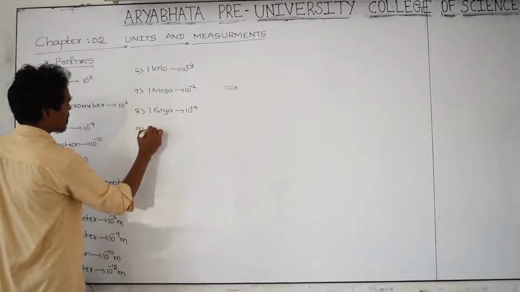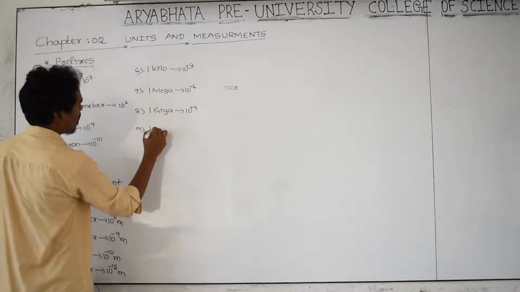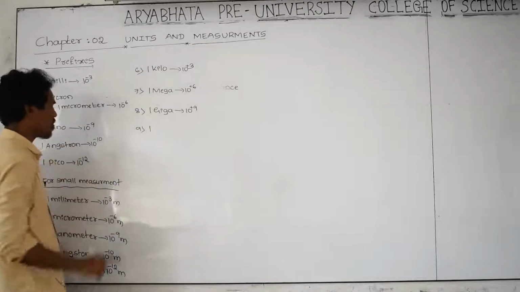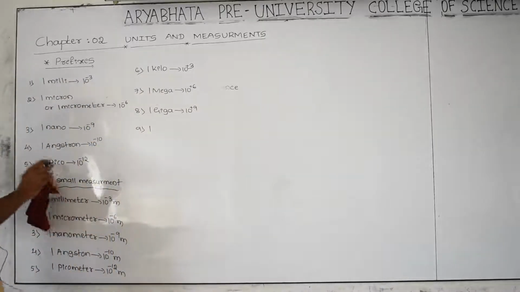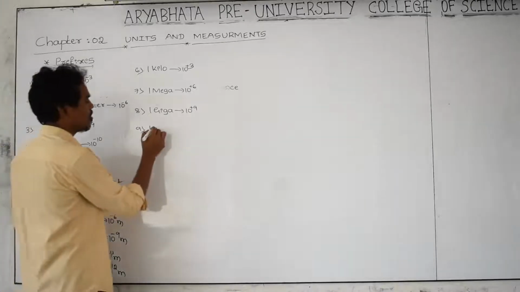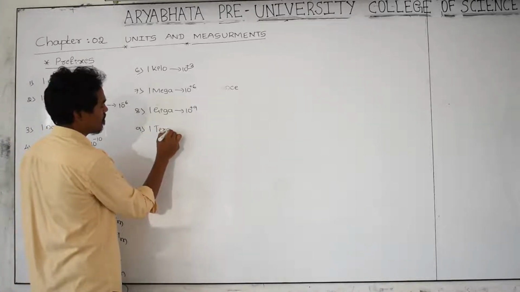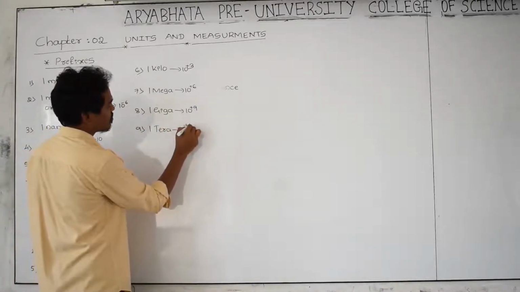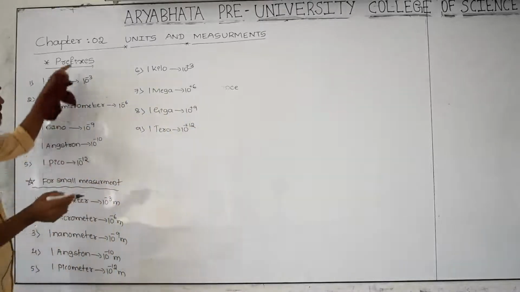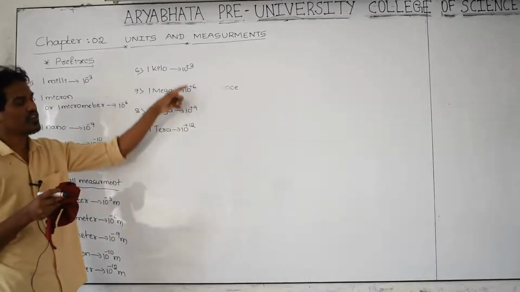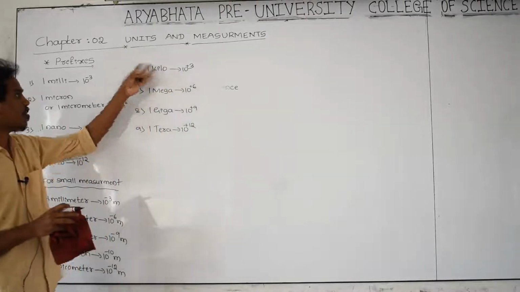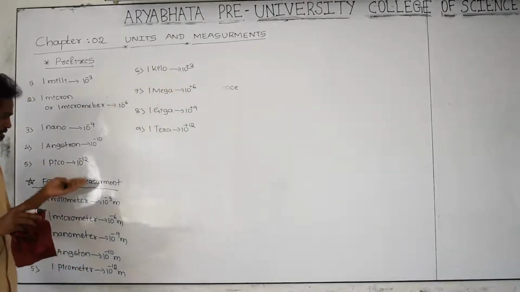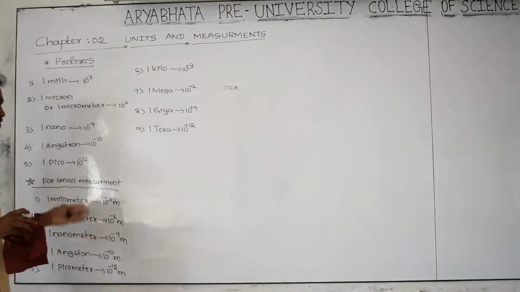Pico means 10 to the power -12, and 1 tera means 10 to the power of +12. These are the prefixes in terms of scientific notation, with a minus power and with a plus power.